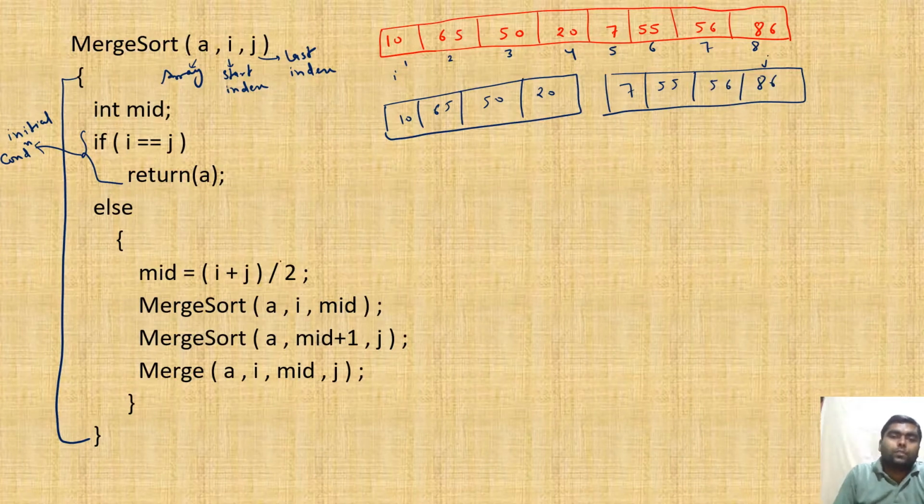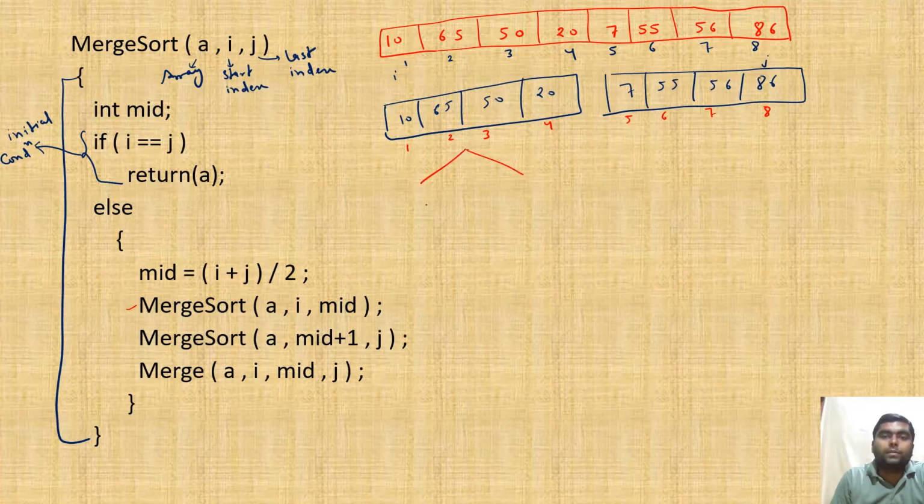Okay, so what are the indexes? The indexes are always like this: 1, 2, 3 and 4, and this is 5, 6, 7 and 8. Okay, in similar fashion, next we will call merge sort again on this step. For i to mid, we will call mid again. So this will split this particular thing into two halves. So what will be the two halves? This will be 10 and 65, and this will be 50 and 20.